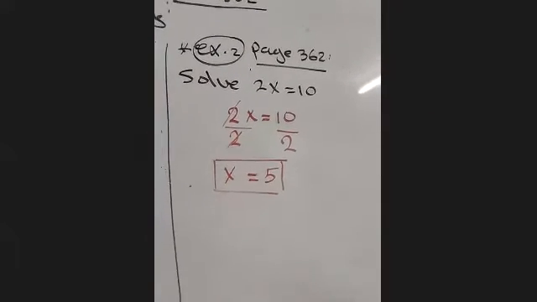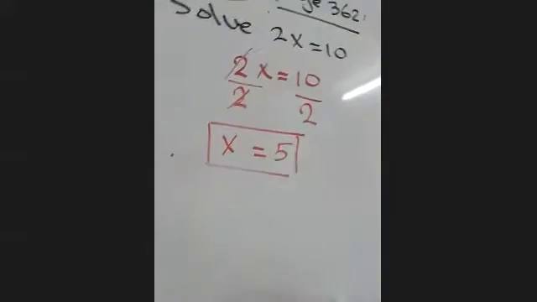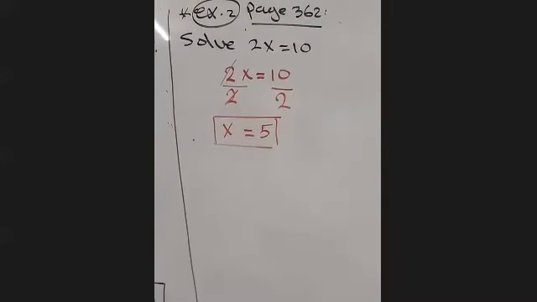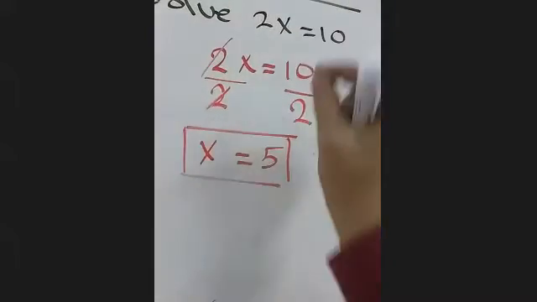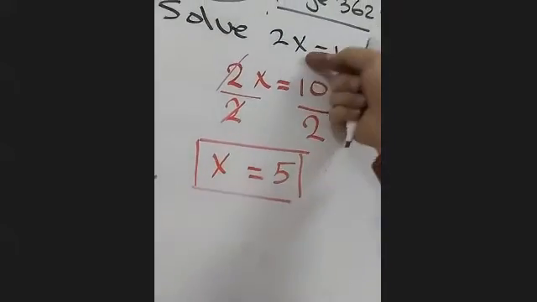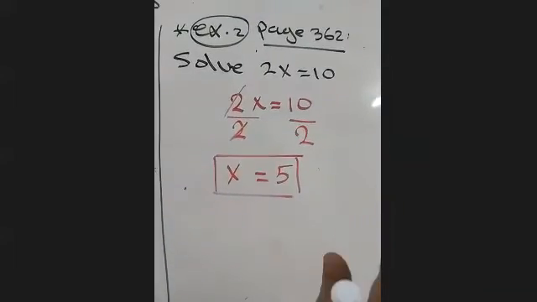Now, how do we check our solution, Ibrahim? We will do the question another time. Only 2x equals 10, so what will I do? Then we will do 2 multiplied by 5, and it will equal 10. So 10 equals 10. To check our solution, replace x by the value which you found.